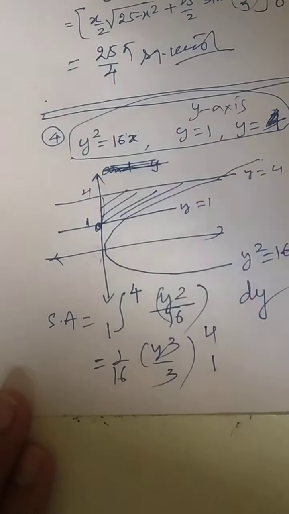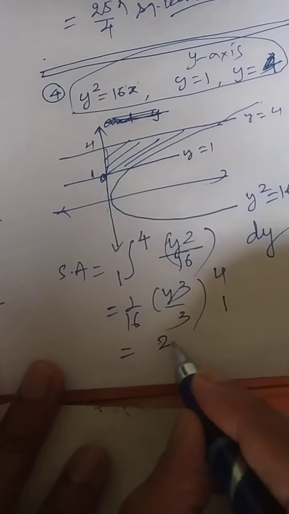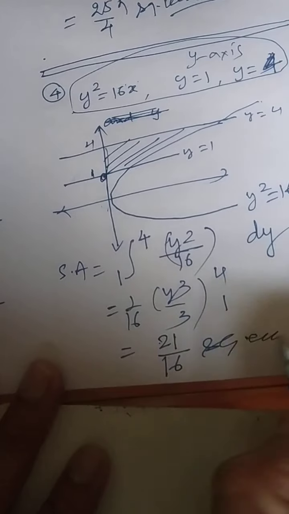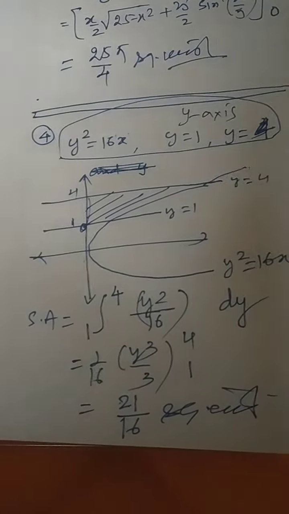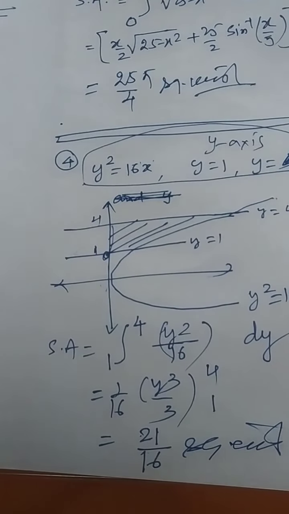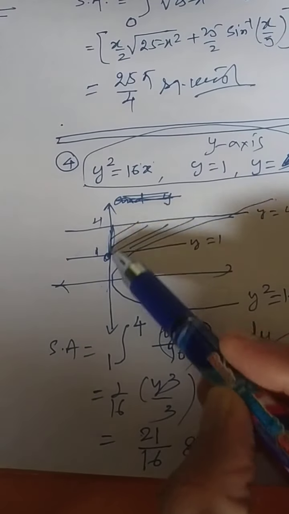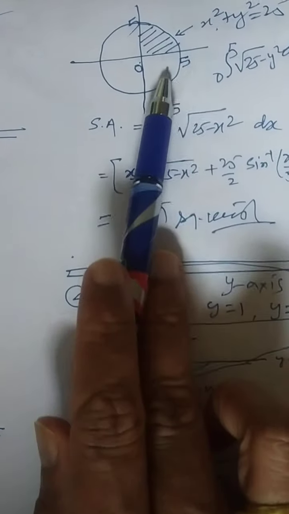Simplify and check whether the final answer is coming 21 by 16 square unit. Okay, so now one thing is clear: if it is bounded with the x-axis you will be integrating with x, if it is bounded with the y-axis it will be integrated with y, and how much the variation is along the x-axis and y-axis, that you have to notice in the question.